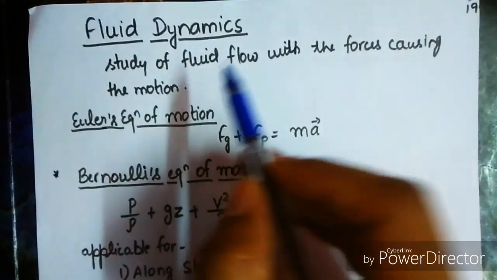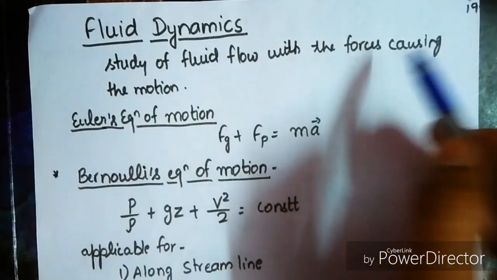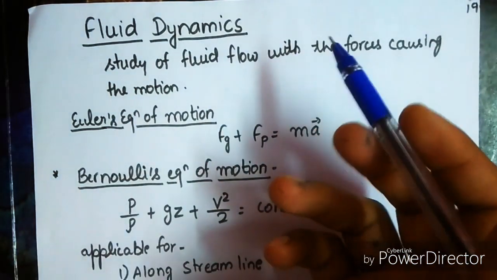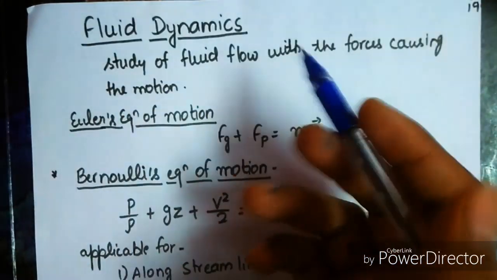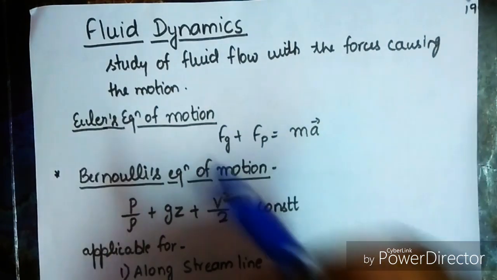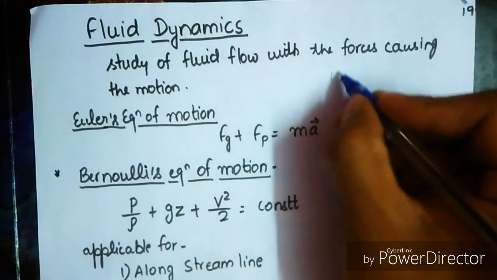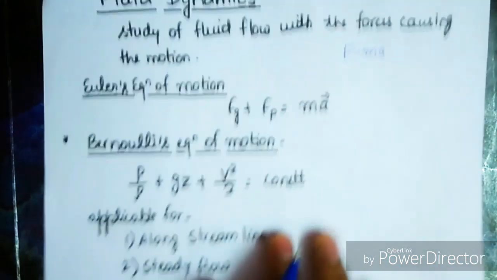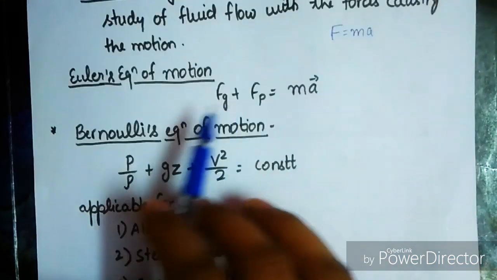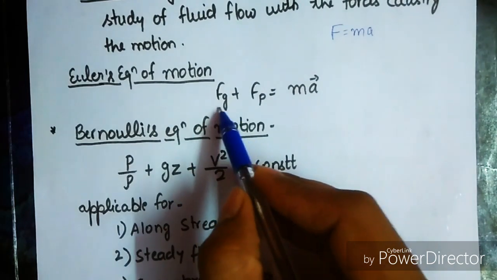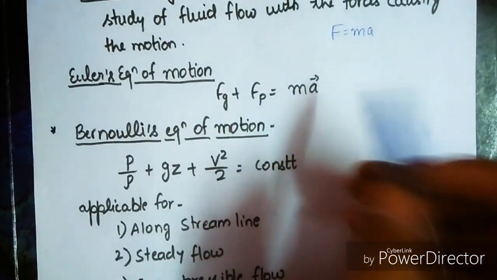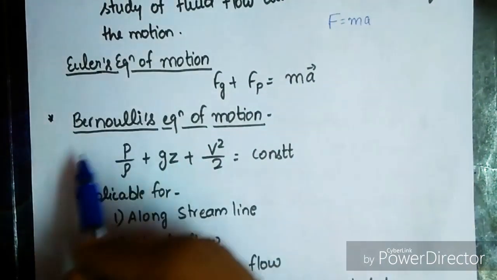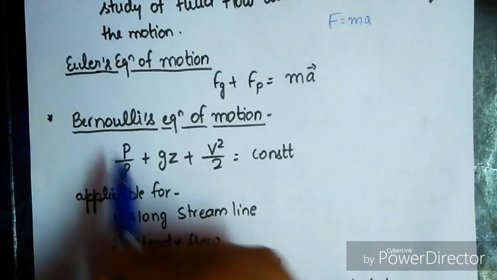Fluid dynamics is the study of fluid flow with the forces causing the motion. In this, the dynamic behavior of the fluid flow is analyzed using Newton's second law of motion, that is F equals ma. First of all, let's take a look at Euler's equation of motion, that is force of gravity plus pressure force equals ma, and using some integration we will come to the Bernoulli's equation of motion.